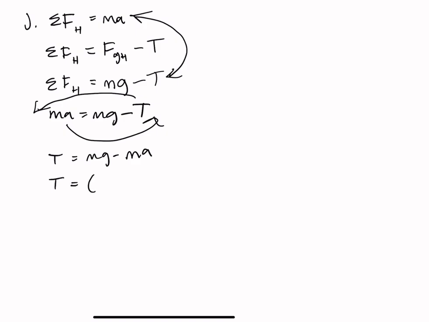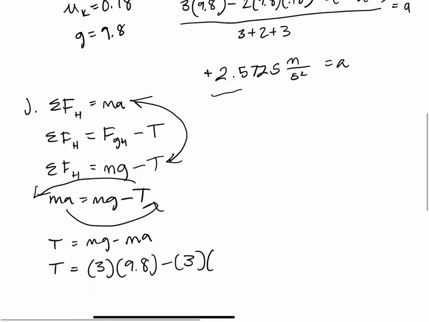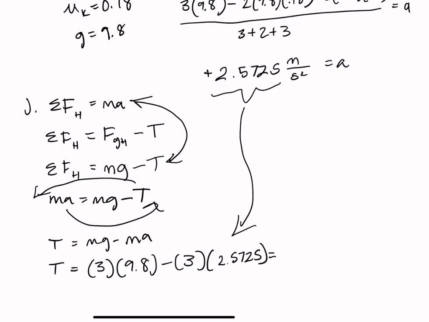We know that m is 3, g is 9.8, and we solved for acceleration here, which is 2.5725. And we'll get 21.6825.